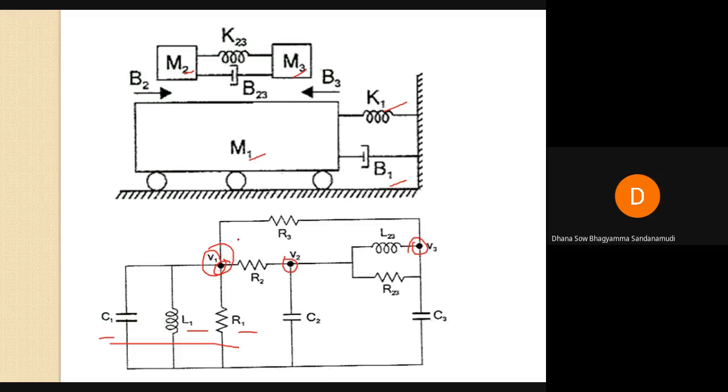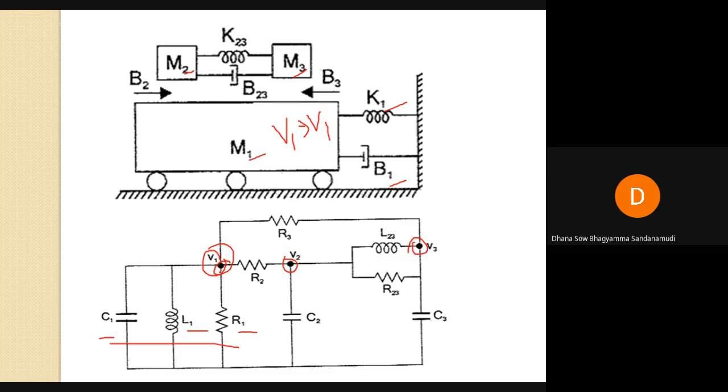Velocity is analogous to voltage. So at mass 1, velocity is V1, which is analogous to voltage V1. So at node 1, voltage V1, C1, L1, R1 are connected in parallel. Why are they connected in parallel? You must have clarity. Why are they not connected in series? It is 1 by L1, 1 by R1. Therefore, it should be connected in parallel. All these three elements are connected in parallel here.